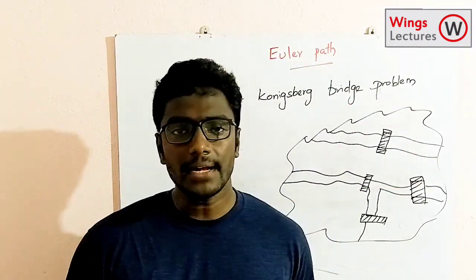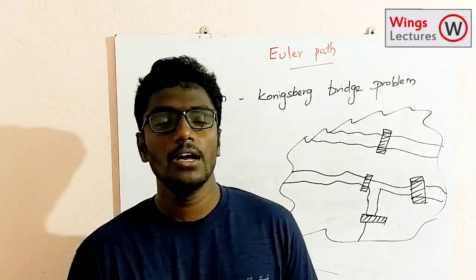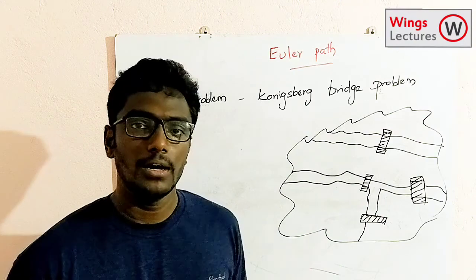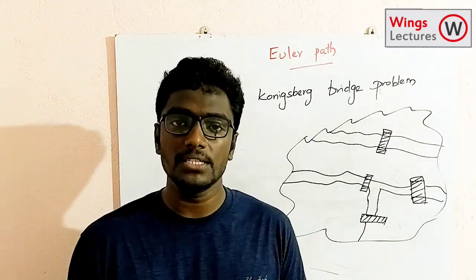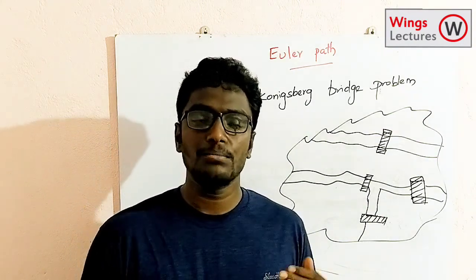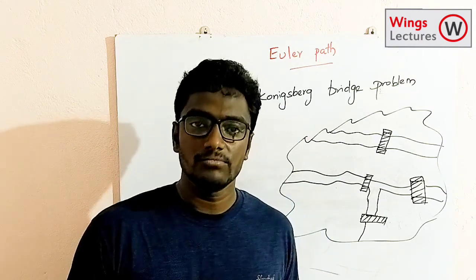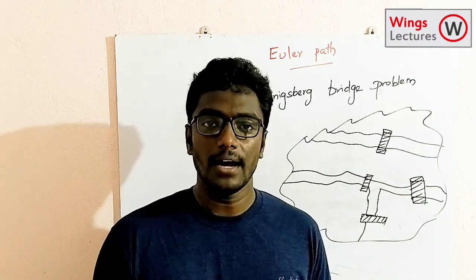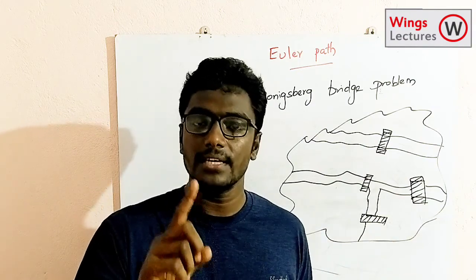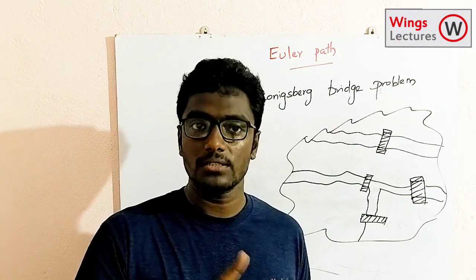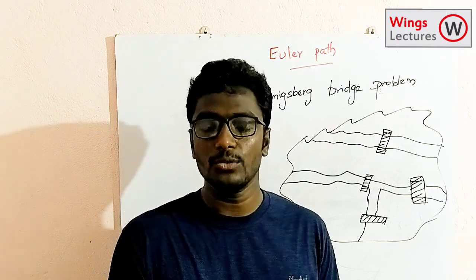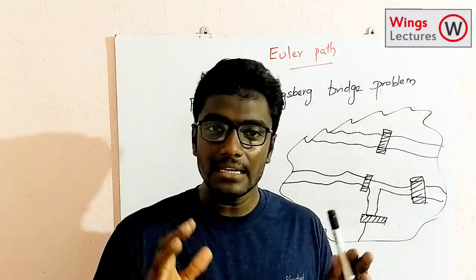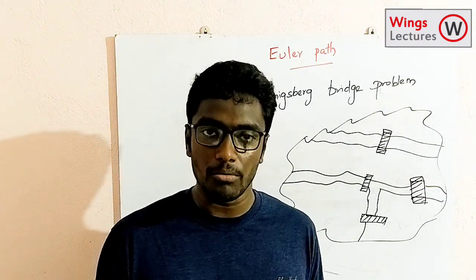Here, the problem name is the Königsberg Bridge problem. In German 1942, they had a problem. They had built 7 bridges in the city, and the condition was they have to visit all the areas in the city, and they have to visit the bridges exactly once. They cannot use a bridge twice. That's the condition, and it is impossible to solve the problem, right?